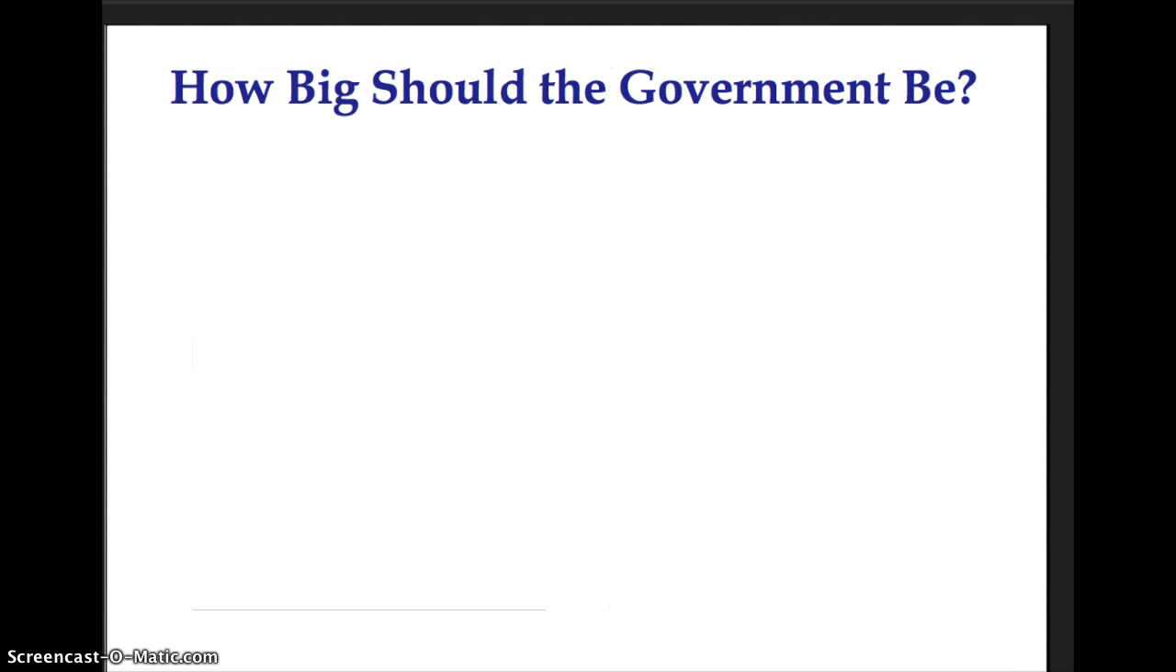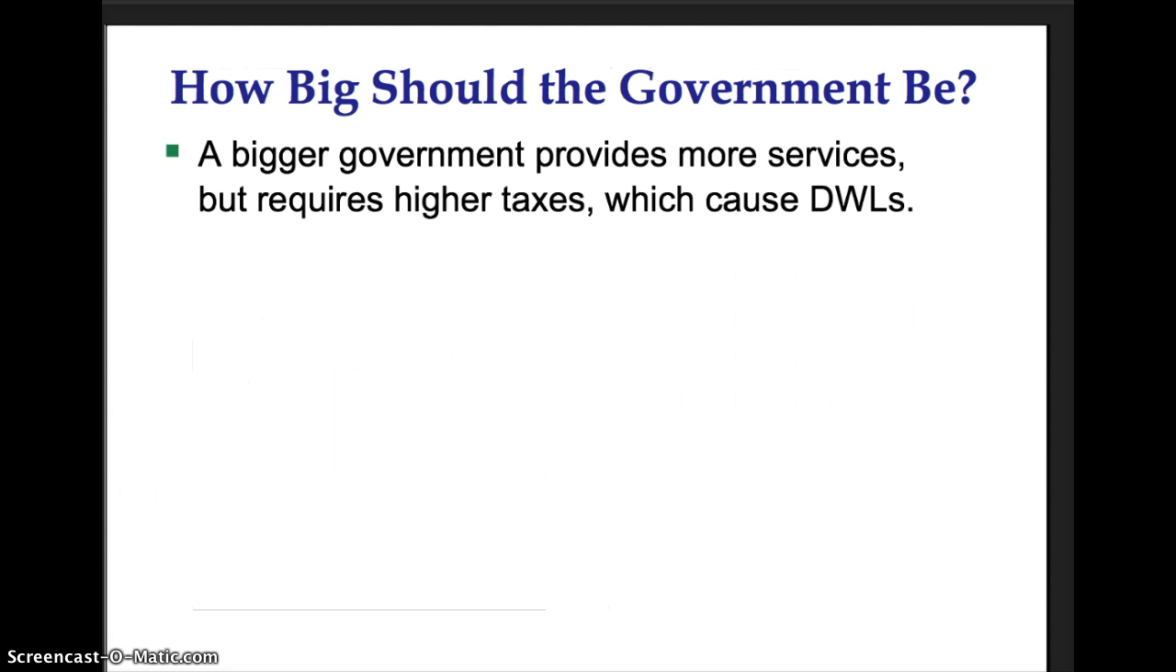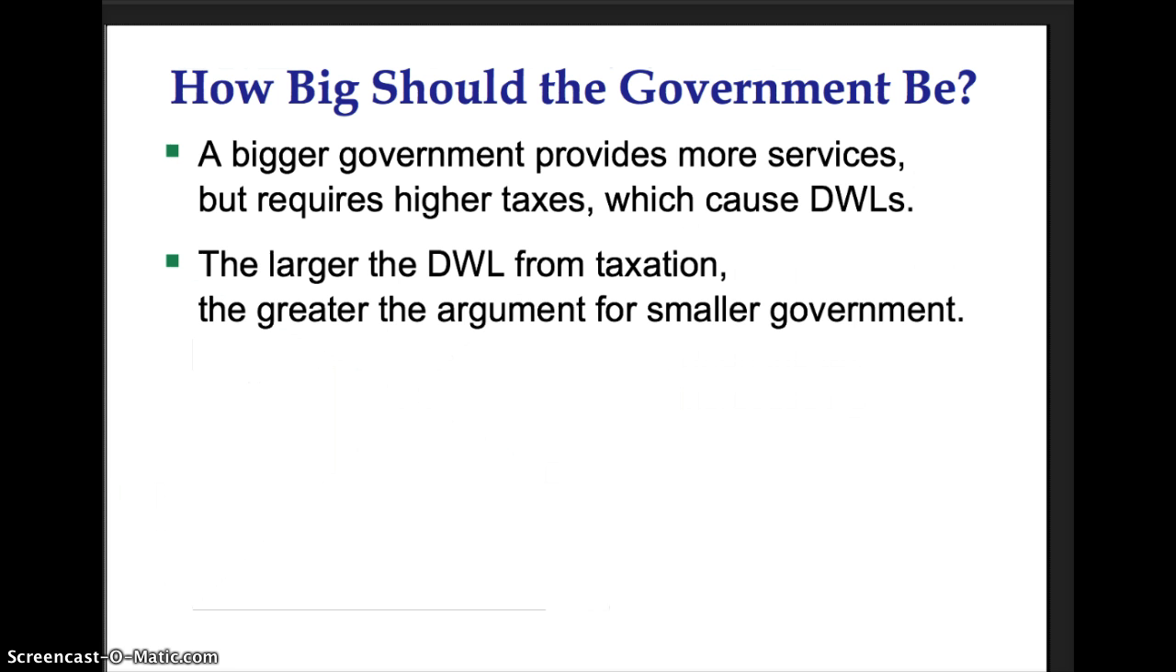The question arises about how big the government should be. A bigger government can provide more goods and services, but that requires higher taxes, which then cause more deadweight loss. The larger the deadweight loss from taxation, the greater the argument for a smaller government.